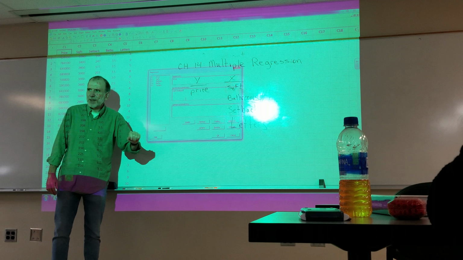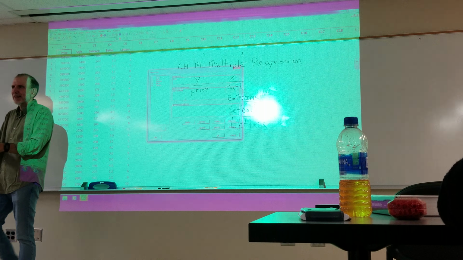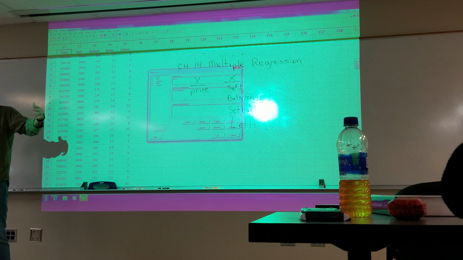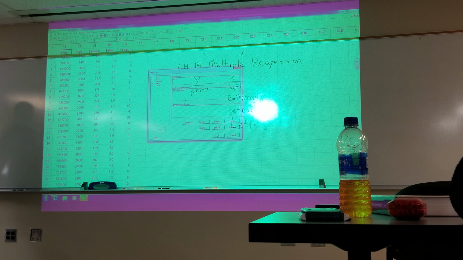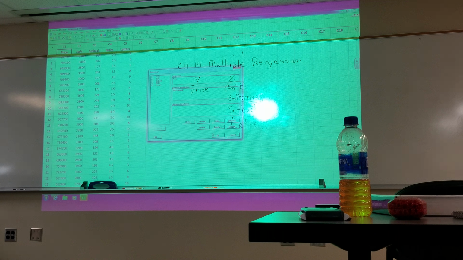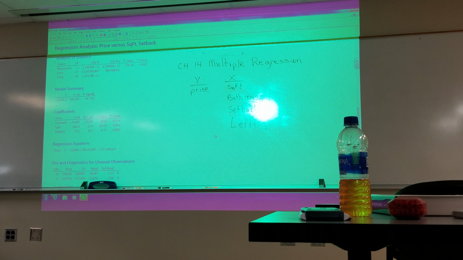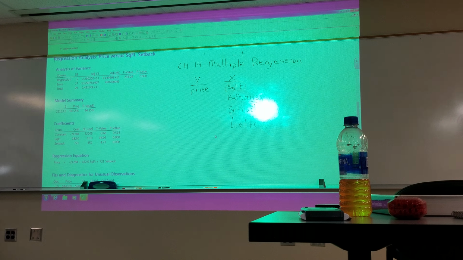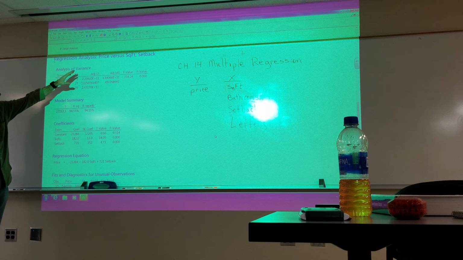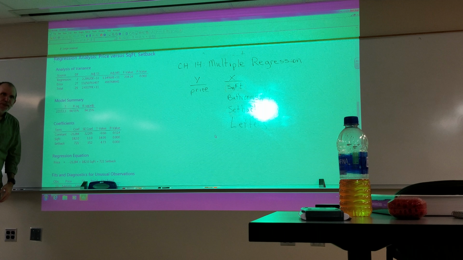And again, let me define setback. Setback is how many feet off the road your house is. So I click OK, and Minitab pops up a regression analysis for us, square footage, setback.